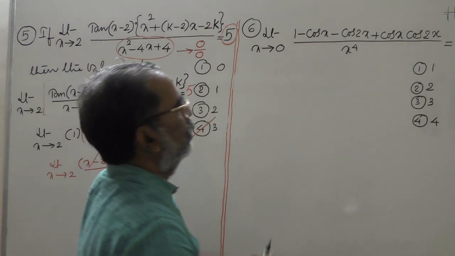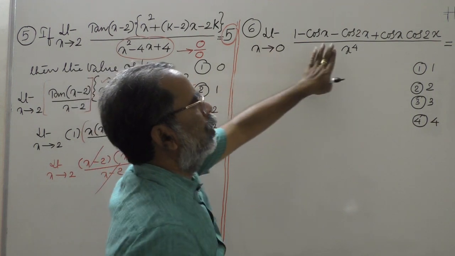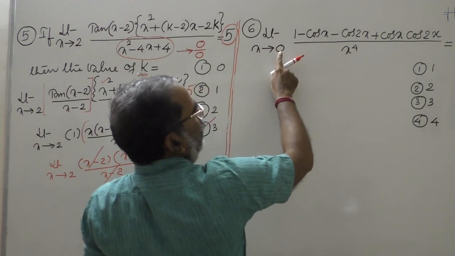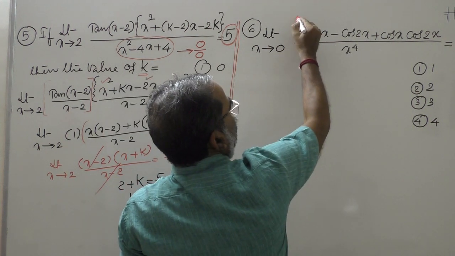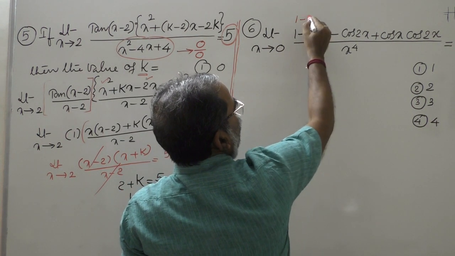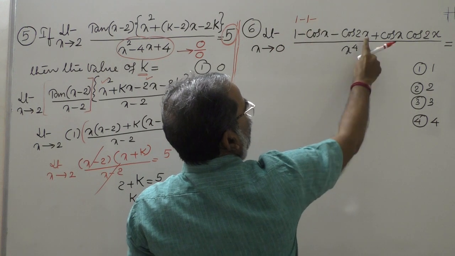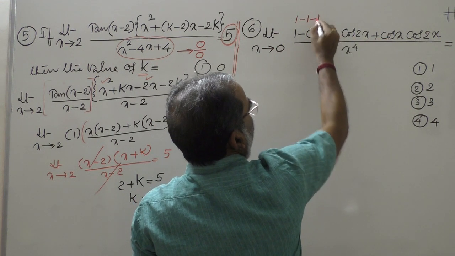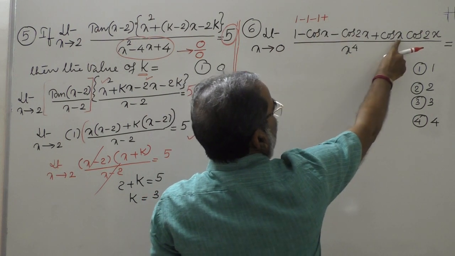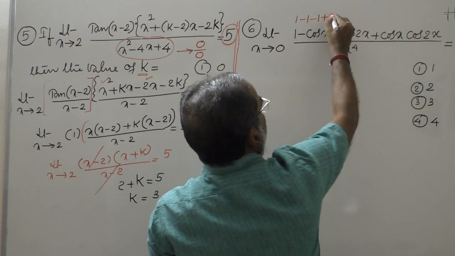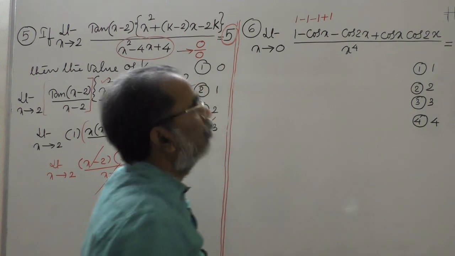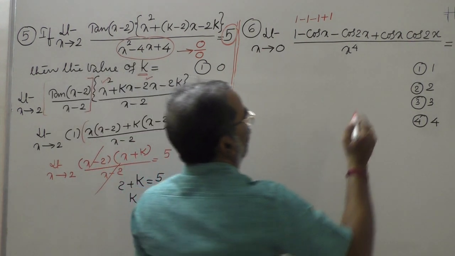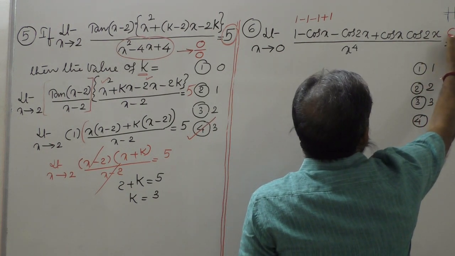Yes, next question. Limit x tends to 0 of this function. We will write the limit and see. If I write x equal to 0, this is 1 minus cos 0, which is 1, minus. If you write 0, 2 into 0, 0, cos 0 is 1. Next, plus cos 0 is 1, cos 0 is 1, 1. So there are 2 plus 1s and 2 minus 1s, which get cancelled.